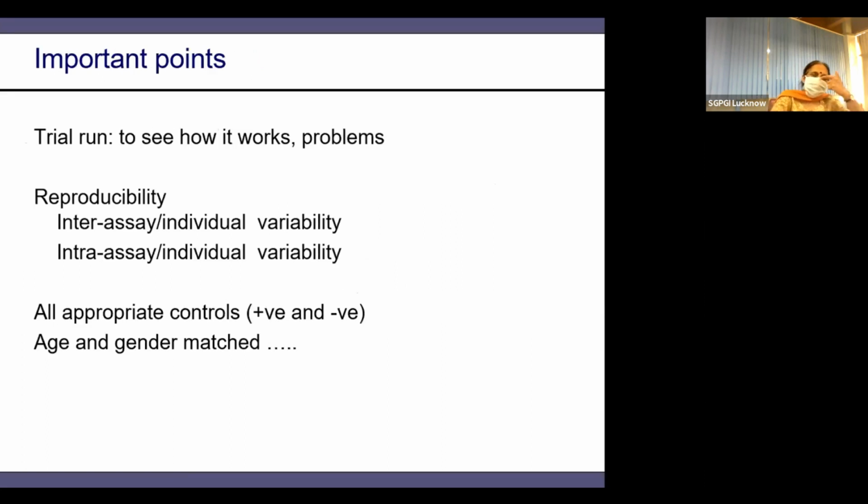The other important point is that whenever you do anything, do a trial run. See, are you getting a reproducible result or not? If it doesn't come, try to sort out the problem. Same in the lab. If you're running an assay, look at how much is the variability between assay runs 2 times, or the assay run the same day 3 times. So inter- and intra-assay variability is very, very important to see.